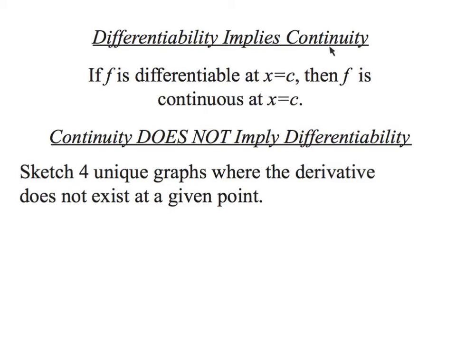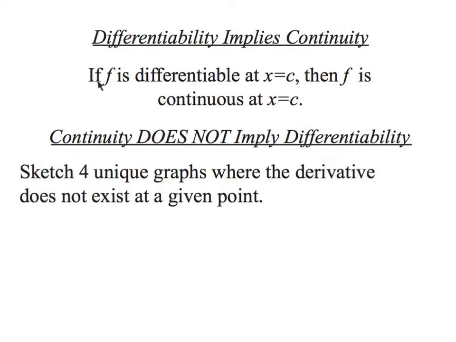Differentiability implies continuity. This statement is essential all over the place on the AP test. So if a function is differentiable, meaning it has a derivative everywhere on the graph, that implies the graph was continuous to begin with. Now, continuity does not imply differentiability. The inverse statement is not true. If I say it's continuous, I can't imply it has a derivative everywhere. And I can describe that in some pictures we're going to talk about down here.